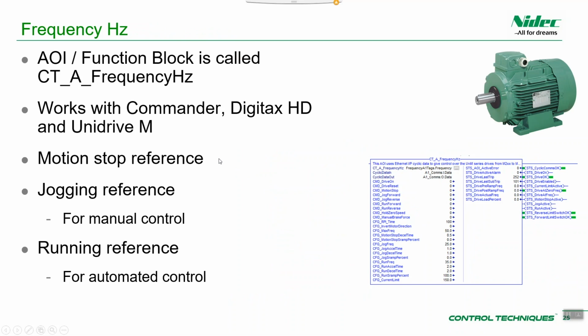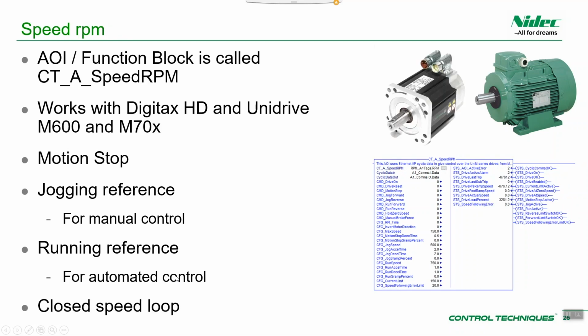So onto the motion functions themselves. So first one is called CTA Frequency hertz. This one works on the entire current AC drive range, so it works on the Commander range, Digitax HD and Unidrive M, because all of them support open loop control. Has a dedicated motion stop reference, a jogging reference for manual control, and then a running reference for automated control, so you know when you're running your process from a program.